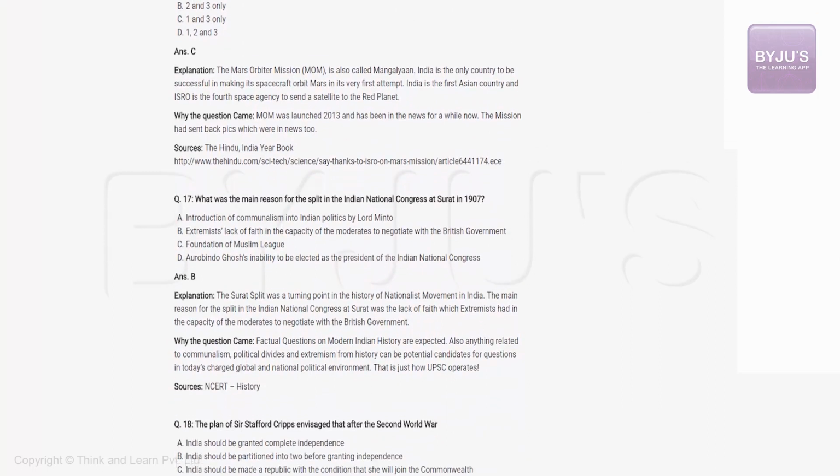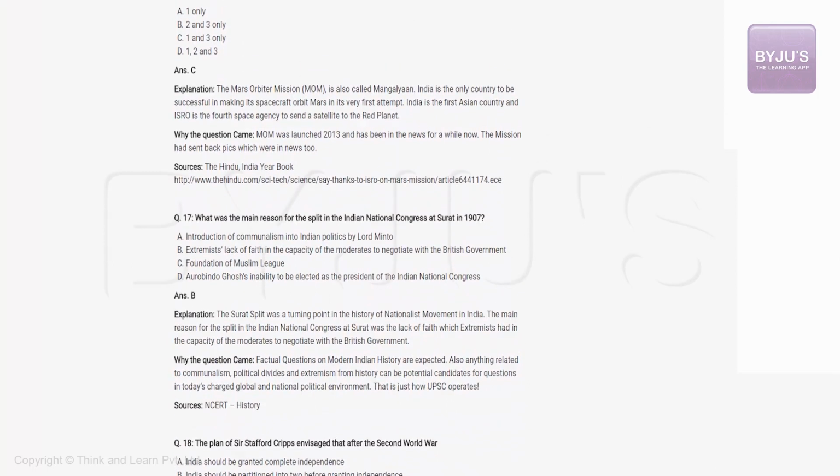Okay, question 18. Stafford Cripps envisaged this after the Second World War. India should be granted complete independence, which is anyway part of the movement itself. India should be partitioned into 2, which was anyway known. Cripps was not supposed to come and do much about that. India should be made a republic. Again, it was part of the overall discussion. The dominion status was where Cripps had given his input. So by elimination also you can get it, but the Stafford Cripps mission, etc. you should know if you have studied enough.